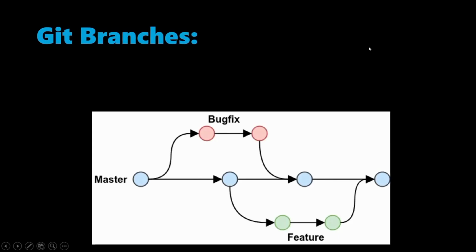So in this video, we're going to see how Git branches work, what Git branches are, and how we can use them to develop a program more efficiently. In the process of software development, there is a team working to build a software.